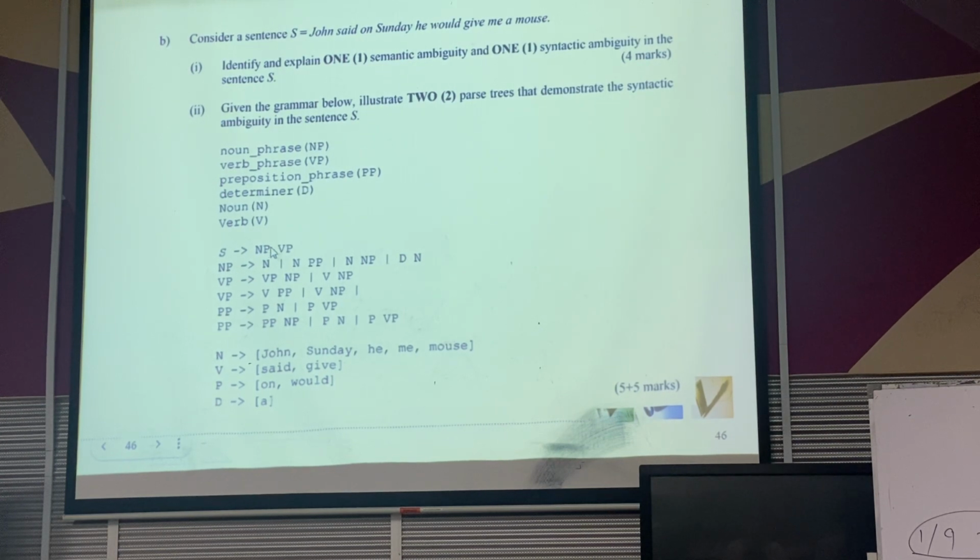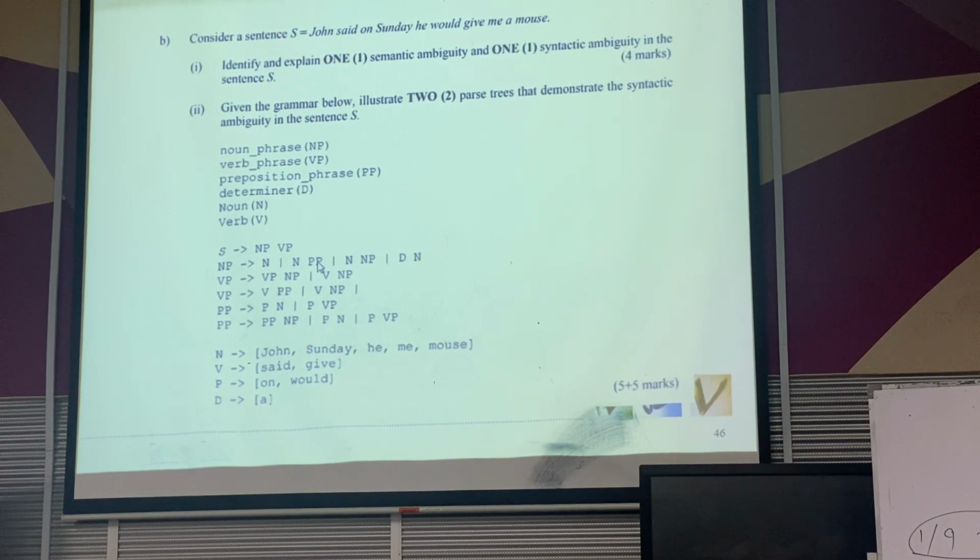But one thing you have to take note of is that you have to follow the sequence. Let's take these examples. Noun joined with a preposition gives you a noun phrase. You cannot say that a preposition joined with a noun gives you a noun phrase. This is wrong. Okay, you must follow the sequence.